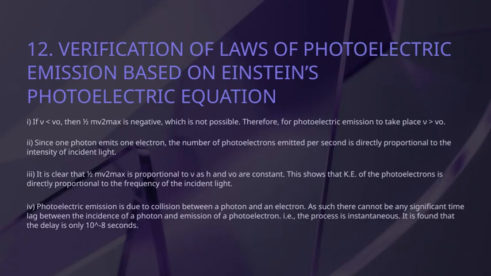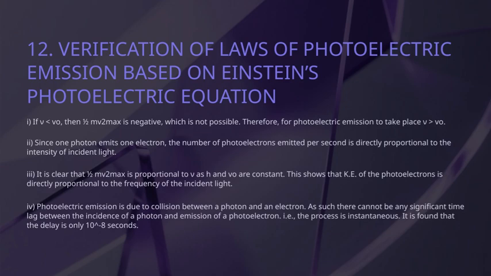Now, let's look at photoelectric emission in more detail. First, it occurs due to a collision between a photon and an electron. Because of this direct interaction, there can't be any significant time lag between the photon hitting the surface and the emission of a photoelectron. In fact, experiments show that this process is almost instantaneous, with a delay of only about 10^-8 seconds.